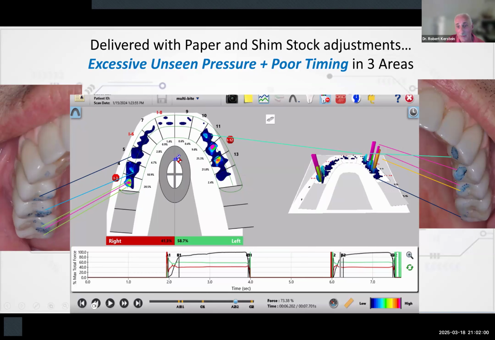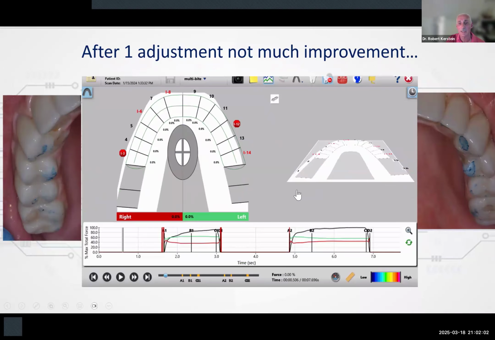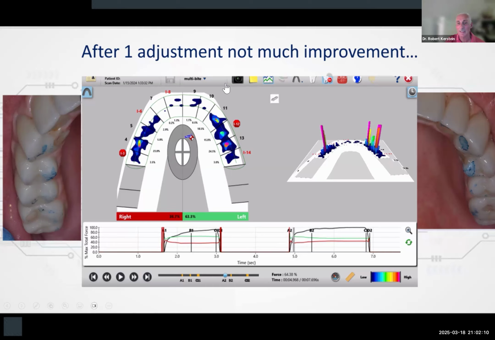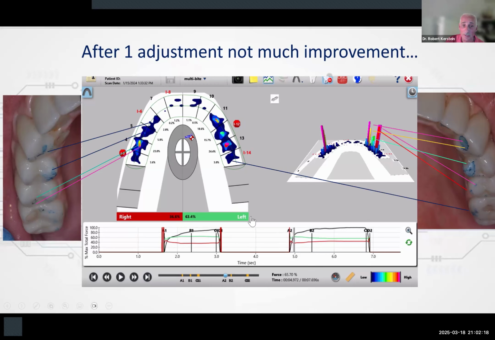And then you make another movie right away, right? So here's the next movie. And what you can see is it isn't that much better. And that's the beauty of the T-scan. It shows you what it is, not what you wished it was, not what you hoped it was. It shows you that there's more to do. And it also shows you when it's corrected.